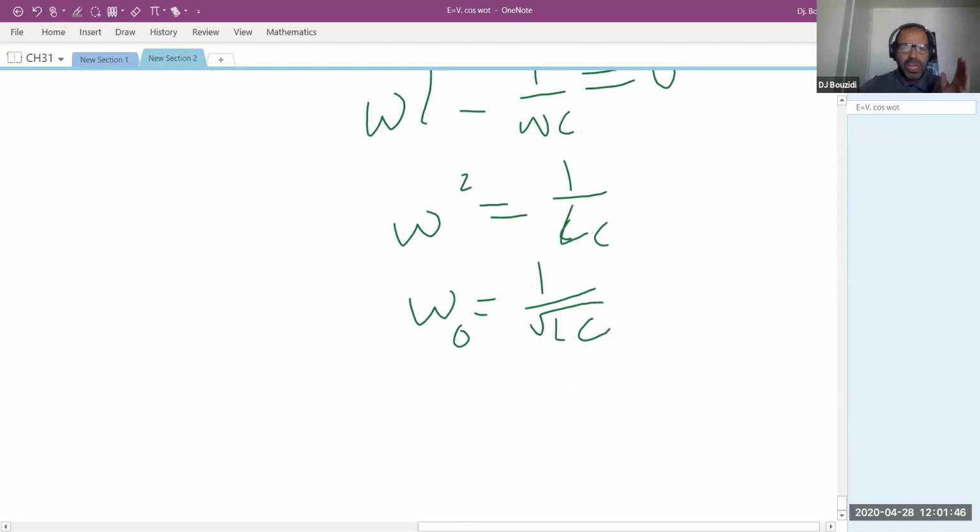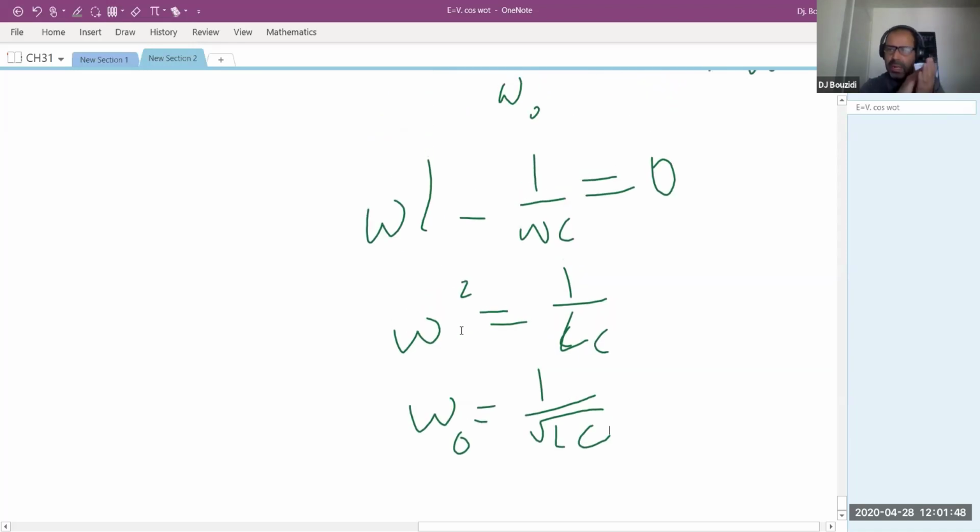So if you're changing your omega, remember the signal has a V naught and cosine omega t. But if you start playing with omega, start to change the dial on omega, you will peak at omega naught, and then anywhere outside is not peaked. Let me see if I have my GeoGebra function plotted for you guys. Let me stop sharing this and go back into my GeoGebra.